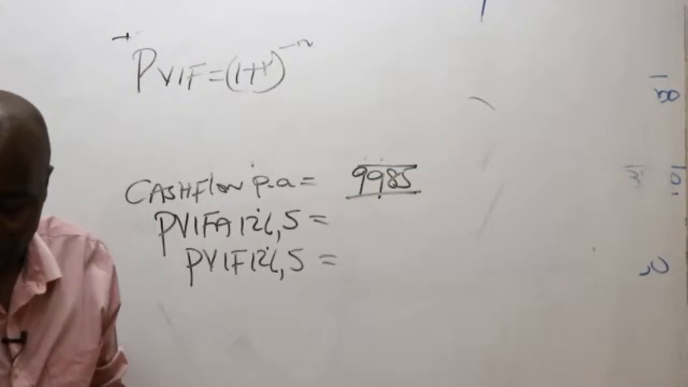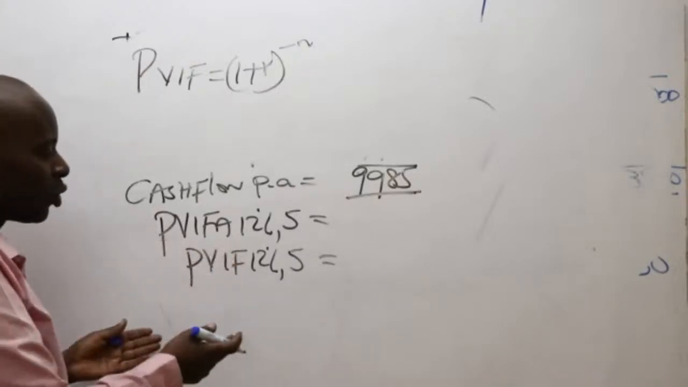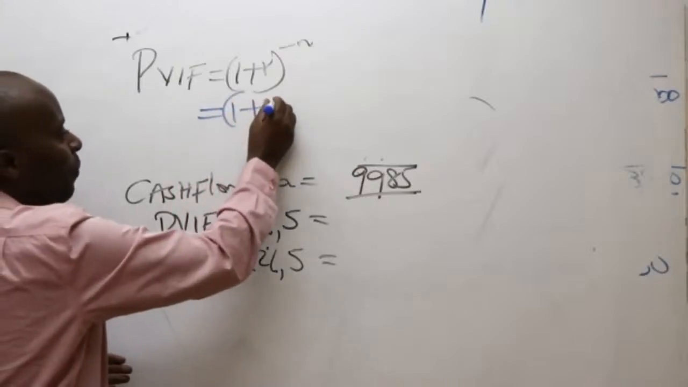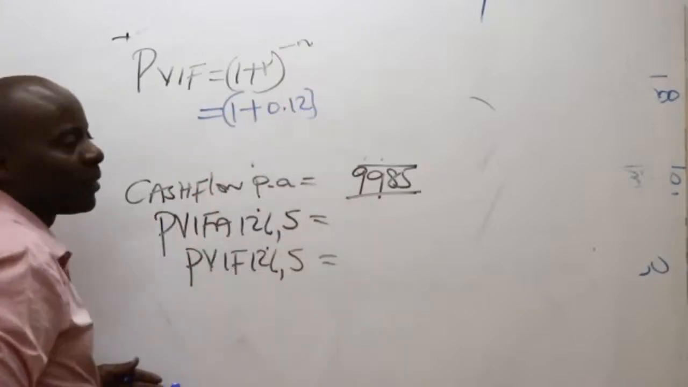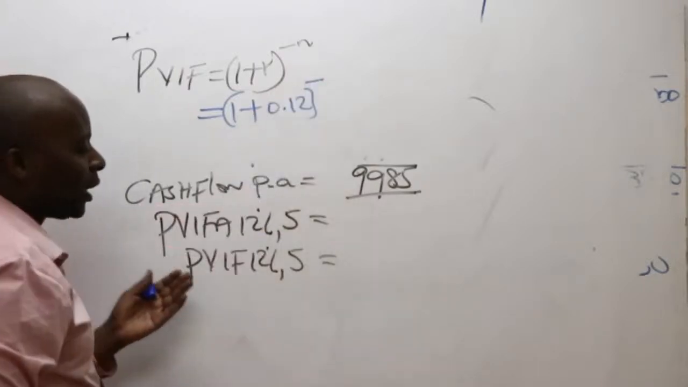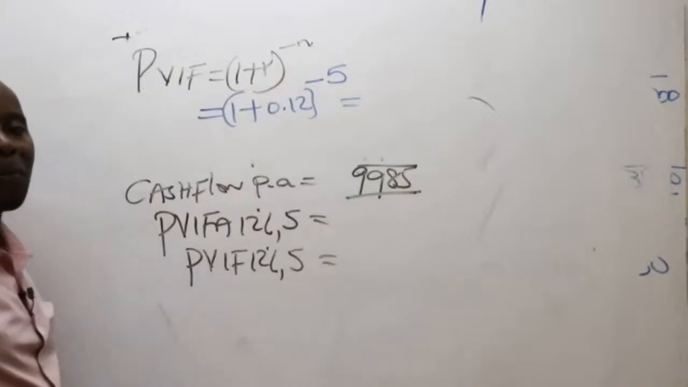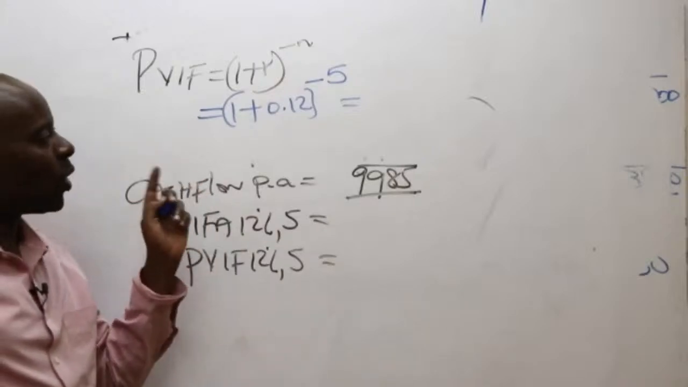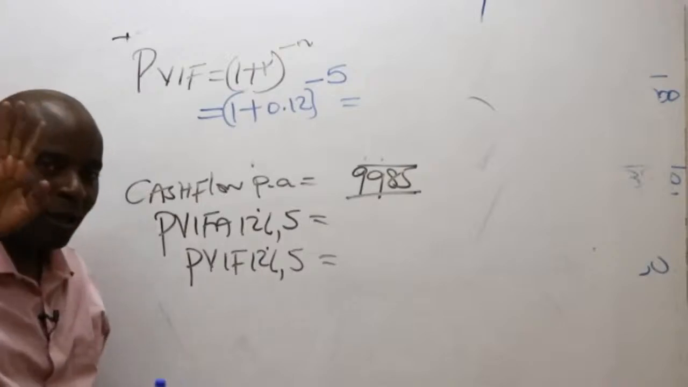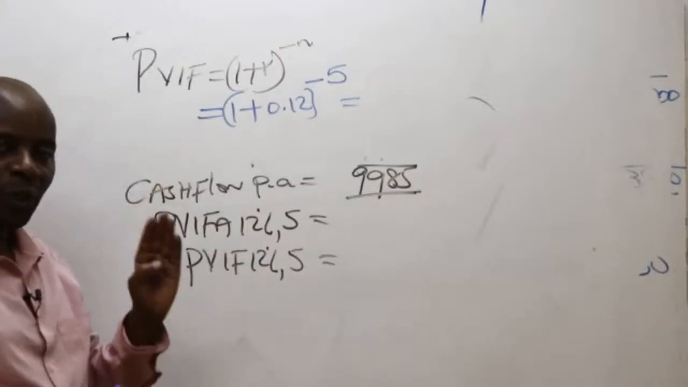Ladies and gentlemen, for us to get the PV, we have the cost of capital, which the examiner has given us. The cost of capital is 12% raised to negative n, and the n here is 5. So we are talking of 1.12 raised to negative 5. How many decimal places? 4 decimal places.